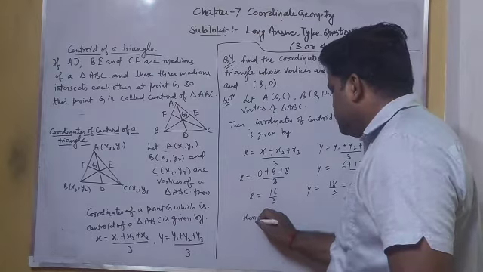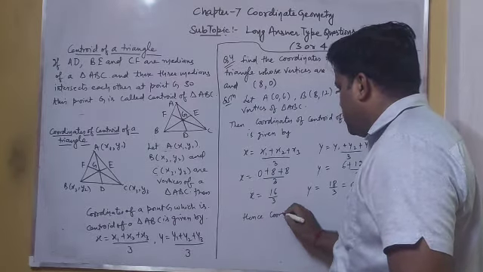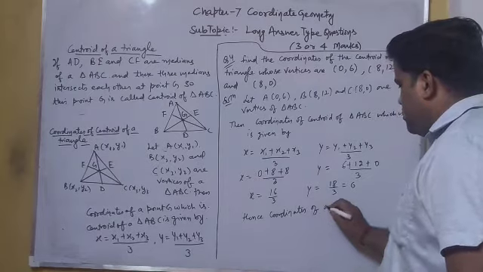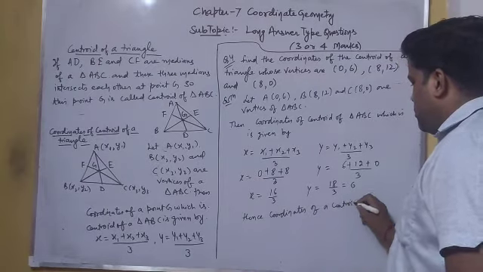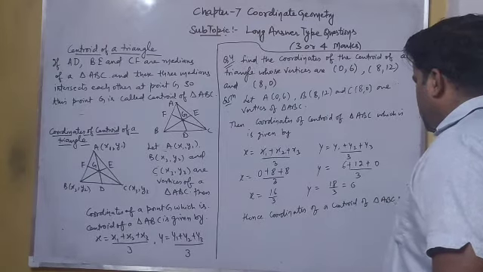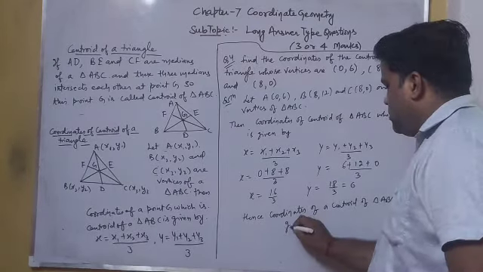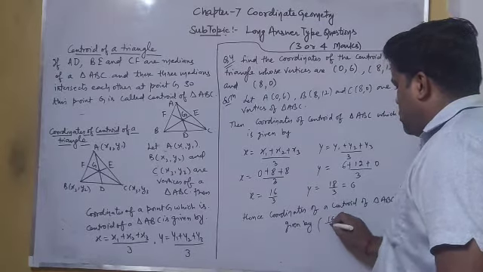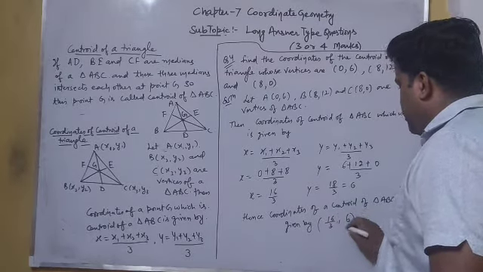Hence the coordinates of the centroid of triangle ABC are given by (16 upon 3, 6).